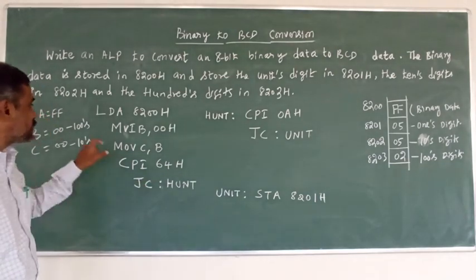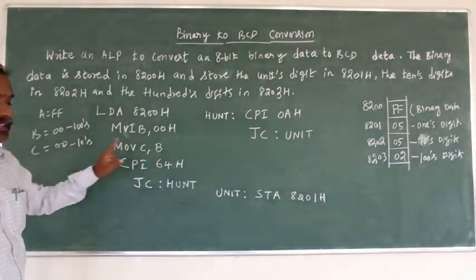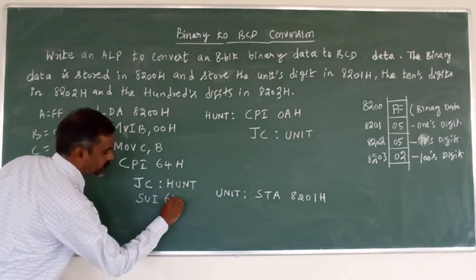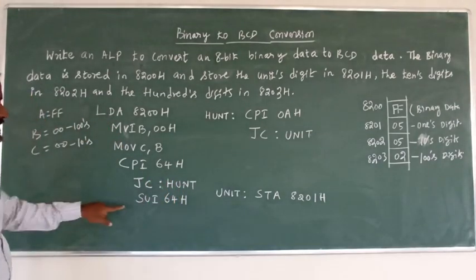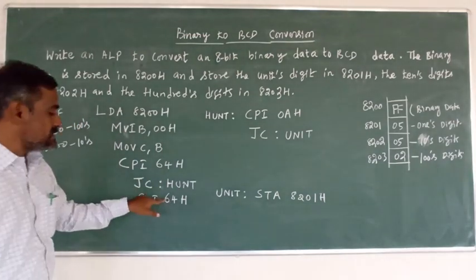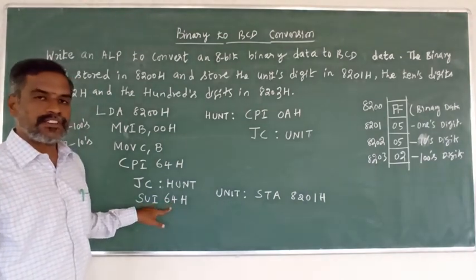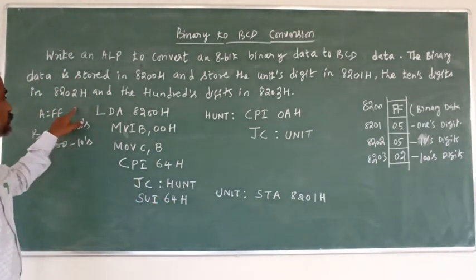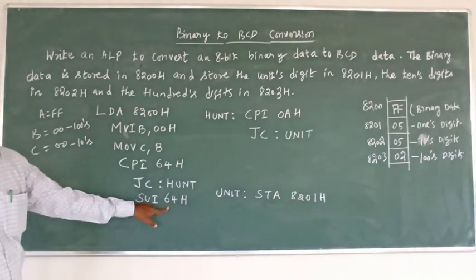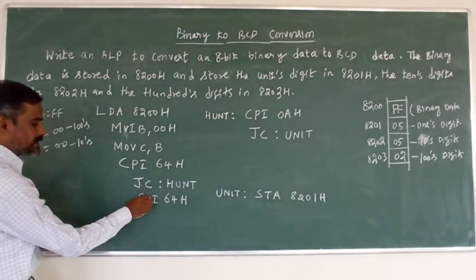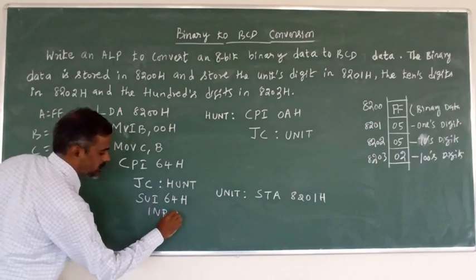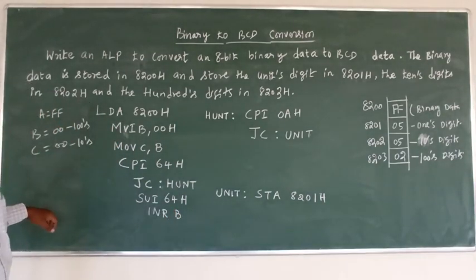Now we have to subtract 100 from the accumulator. For that we can use SUI 64H. SUI 64 means the accumulator FF, corresponding decimal value 255, is subtracted with 64, corresponding decimal value 100. 255 minus 100. Now the accumulator result is 155. After the single subtraction, now increment the number of hundreds once. INR B increments the B register content once.